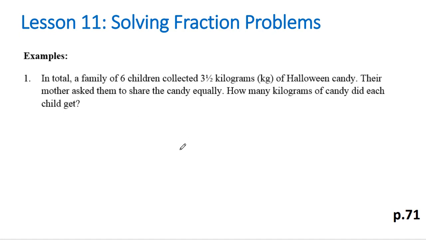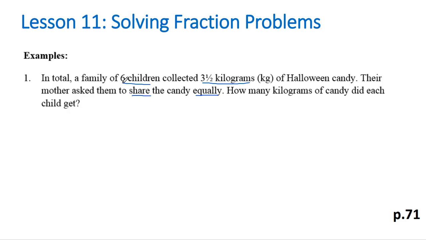So in this first example, it's all about the sharing. In total, a family of 6 children collected 3.5 kilograms of Halloween candy. Their mother asked them to share the candy equally. How many kilograms of candy did each child get? So here we can imagine the mother standing over the kids with a big pile of candy, and that we're going to be giving each child a portion of that candy.